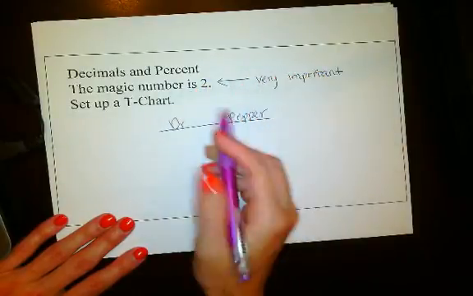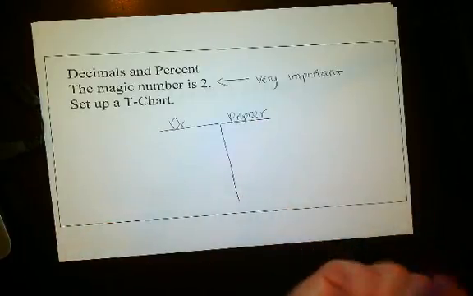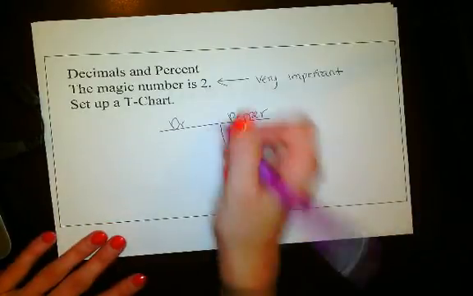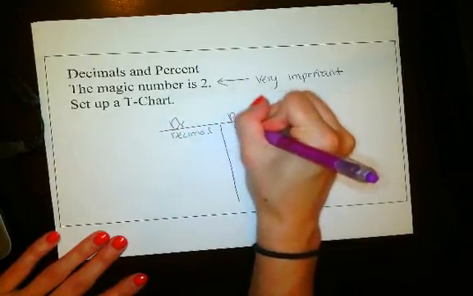Doctor is on the left, Pepper is on the right. Just like I tell my students, this really doesn't stand for Dr. Pepper. Doctor is decimal, Pepper is percent.